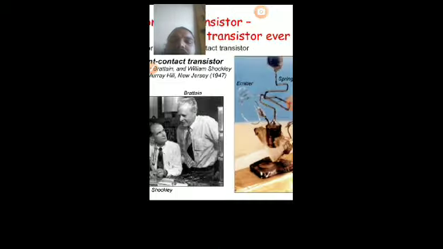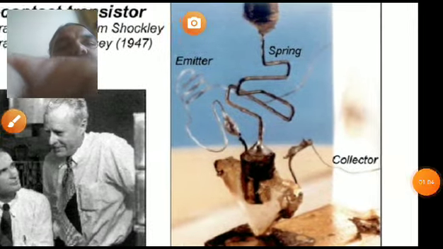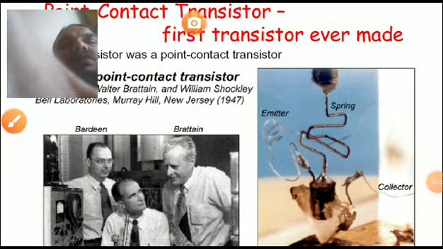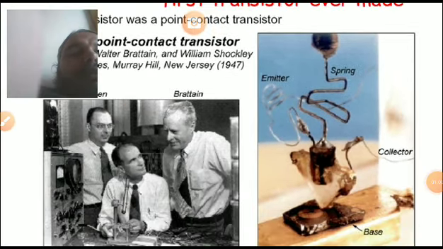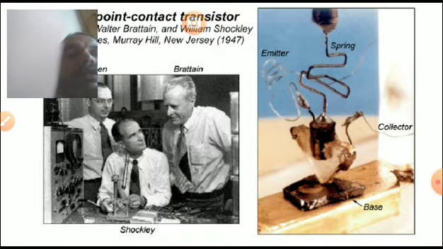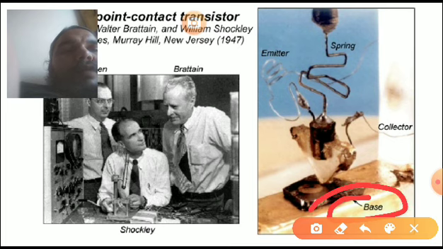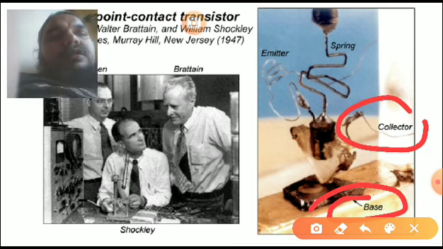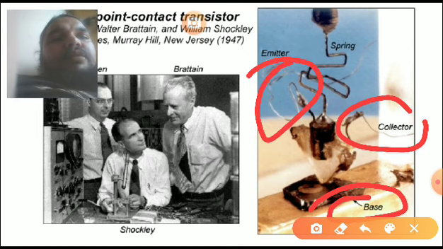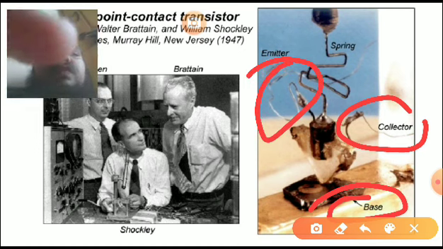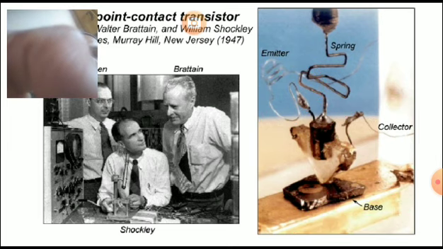This diagram is showing a point contact transistor. This one is the base, this one is the collector, and this one is the emitter. This is the point contact transistor.